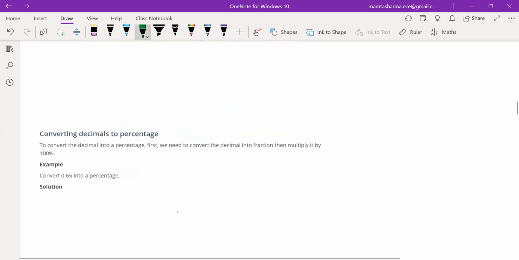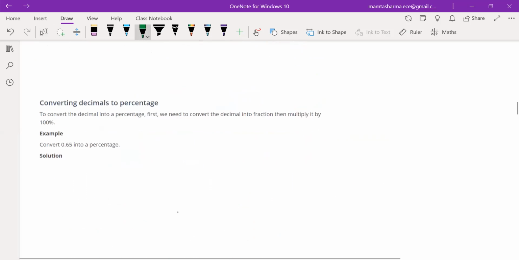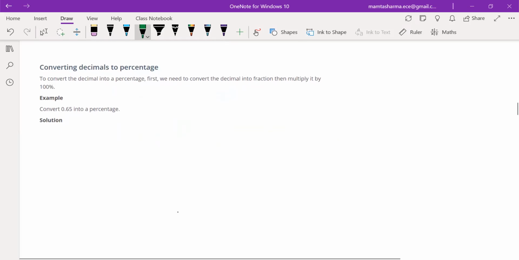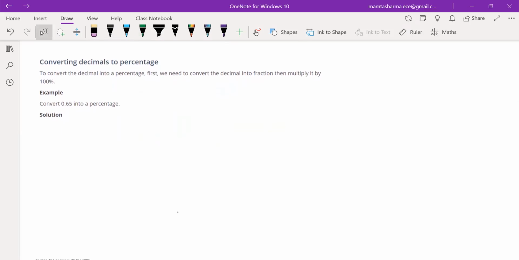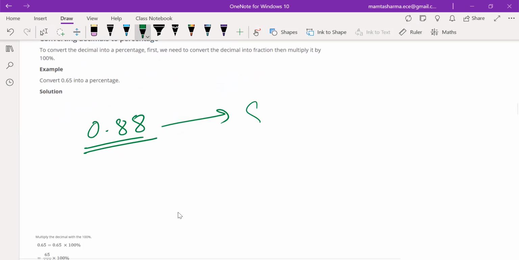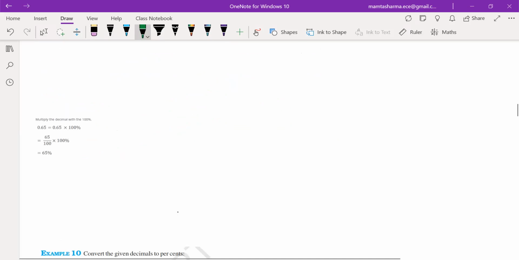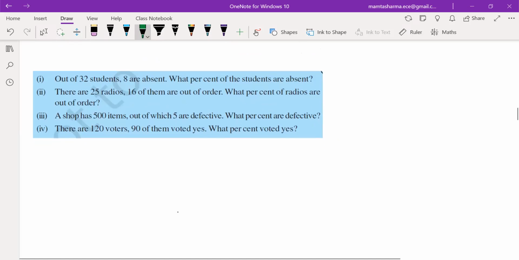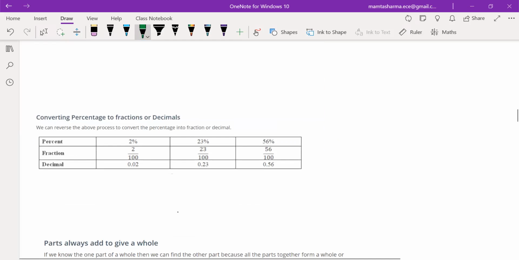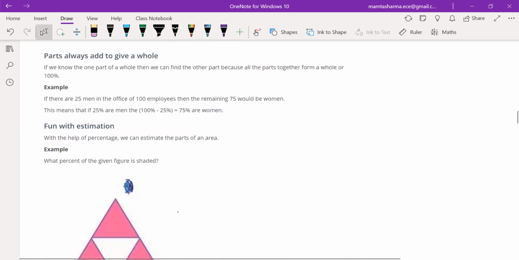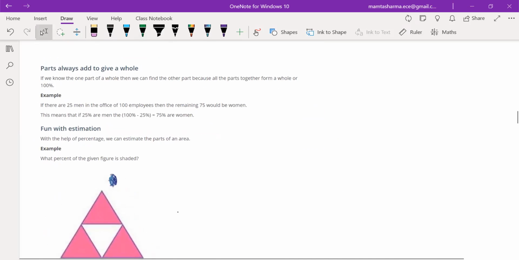Now we will see converting decimal to percentage. How will you convert? Just multiply by 100. If my decimal number is 0.88, then in percentage it would be 88%. Just multiply this with 100, so the percentage would be 88. I think this is clear for everyone. This part is important.